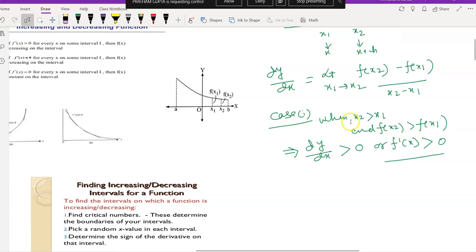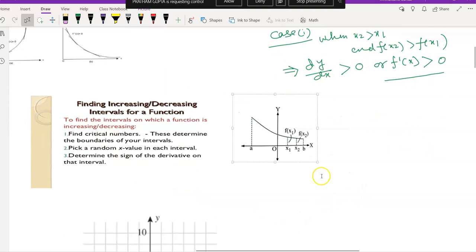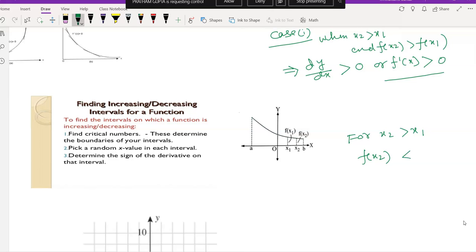Now if I consider this graph, then this is going to be what? For this graph, all of you can see, this is the best example in front of you. For x2 greater than x1, f(x2) is going to be less than f(x1). Do you agree with me? Because f(x2) is this part, it is smaller than f(x1). So for x2 greater than x1, f(x2) is less than f(x1).